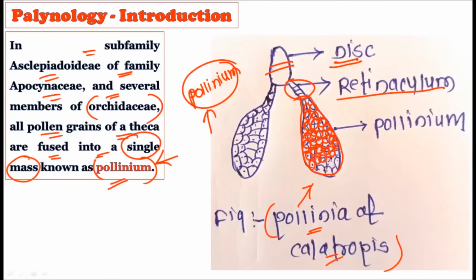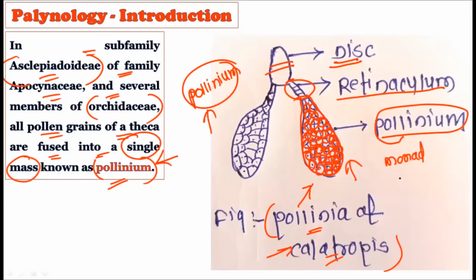So the pollen grains stick together to form a mass. This mass of pollen grains is termed the pollinium. Very important term, pollinium. You should remember it very carefully. And where is it found? It is found in the subfamily Asclepiadoideae. An example for this is Calotropis, and here in Calotropis you will find there is a mass of pollen grains stuck together. Here you don't have to worry about the number of pollen grains. For example, in the monad we consider there is one pollen grain.